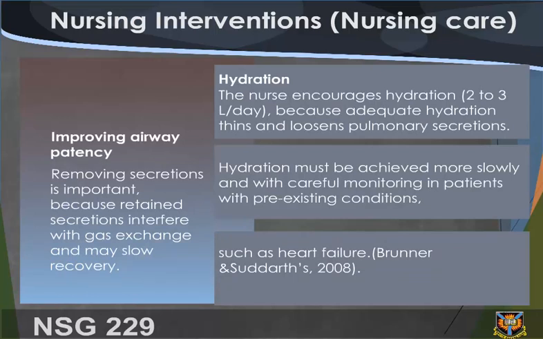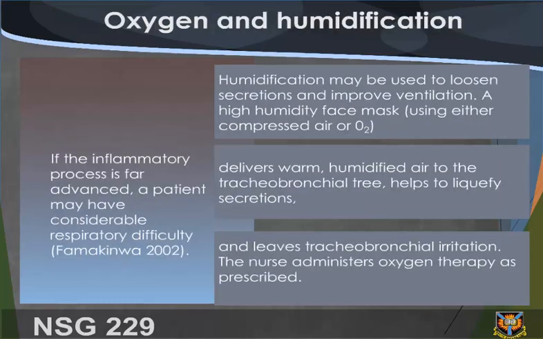Improving airway patency. Removing secretions is important because retained secretions interfere with gas exchange and may slow recovery. Hydration. The nurse encourages hydration, 2 to 3 liters a day, because adequate hydration thins and loosens pulmonary secretions. Hydration must be achieved more slowly and with careful monitoring in patients with pre-existing conditions such as heart failure. Brunner and Suddarth, 2008.